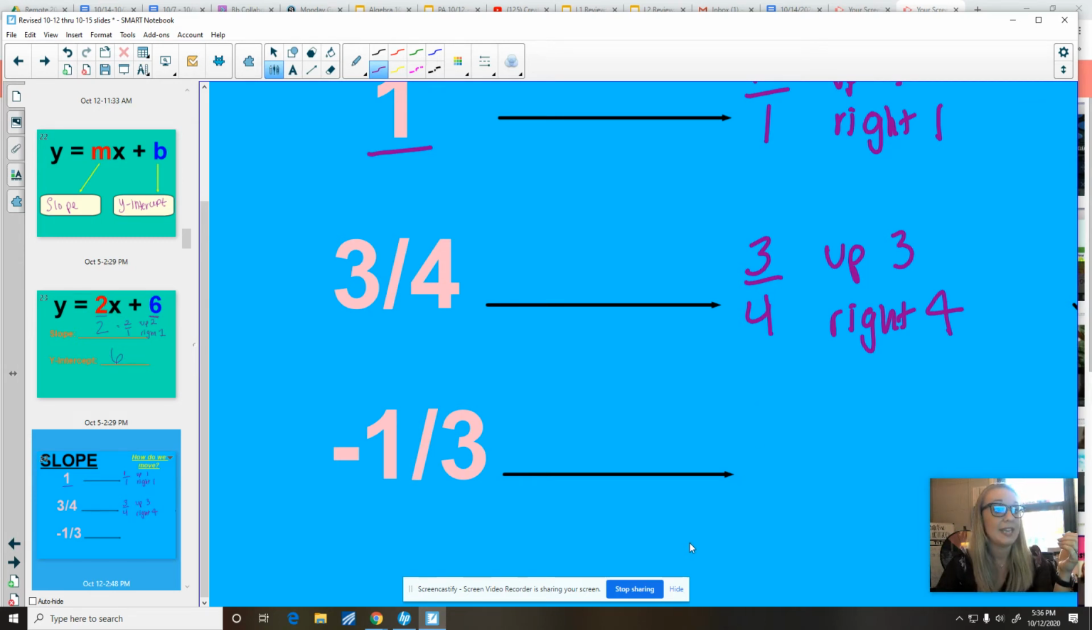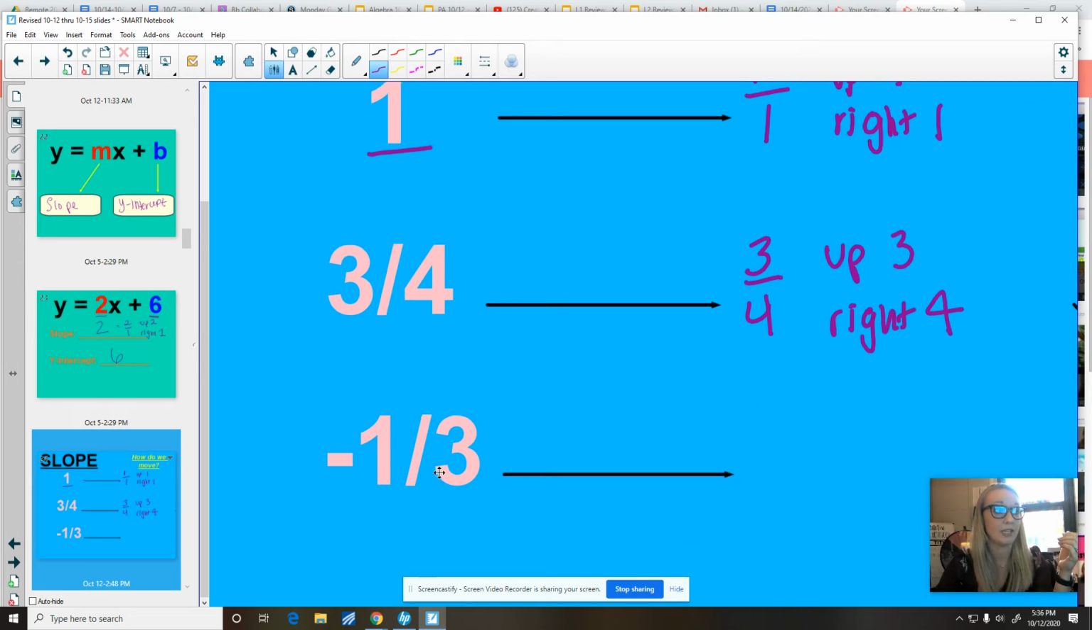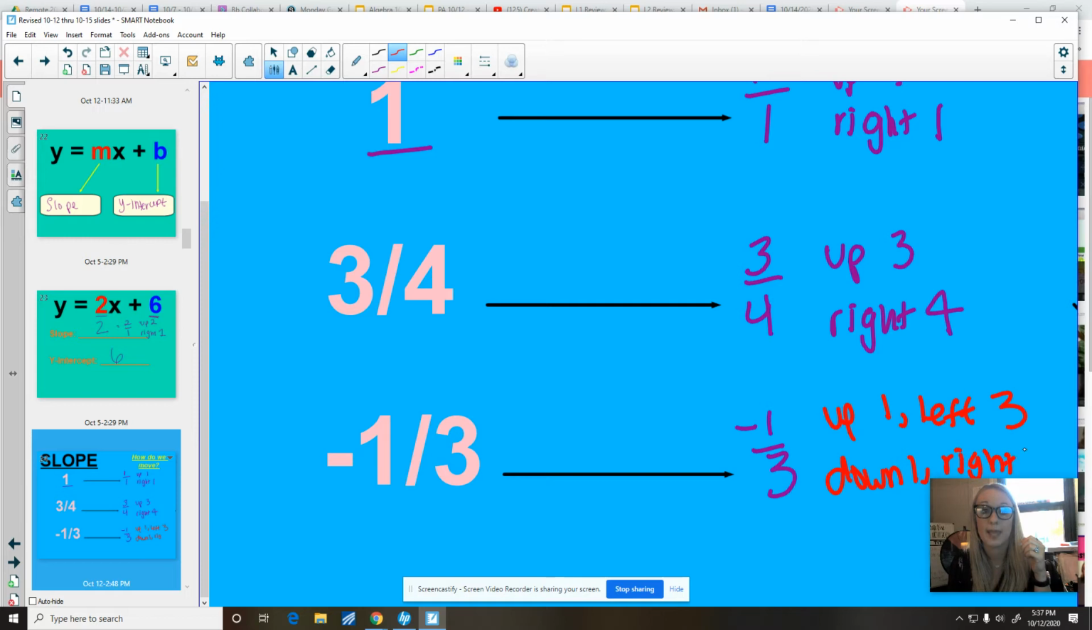Now, if you have a negative slope like this one here with negative 1/3, you've got 2 options. So we know that it looks like this, okay? You can either go up 1, left 3, so that at least one of your directions is negative, or this is what I usually do, is I will go down 1 and then right 3. As long as one of your directions is negative based on this right here, you're good to go.